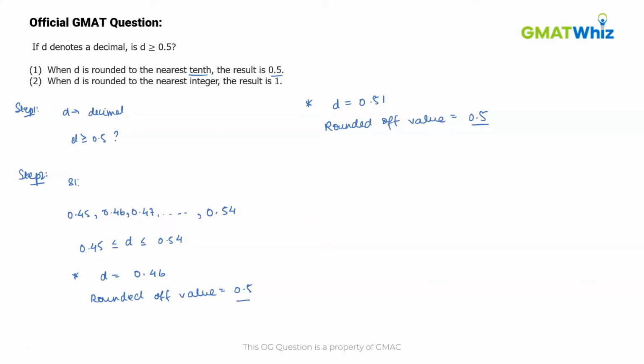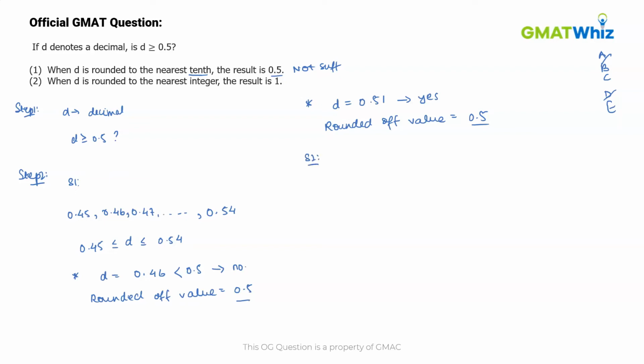However, in the first case, the value of D is less than 0.5, so we can answer the question with a definite no, that D is not greater than 0.5. In the second case, we can answer with a definite yes, that D is greater than 0.5. Since we are getting two contradictory answers, we conclude that statement 1 is not sufficient, and out of the given options, we eliminate A and D. We now check the sufficiency of statement 2.